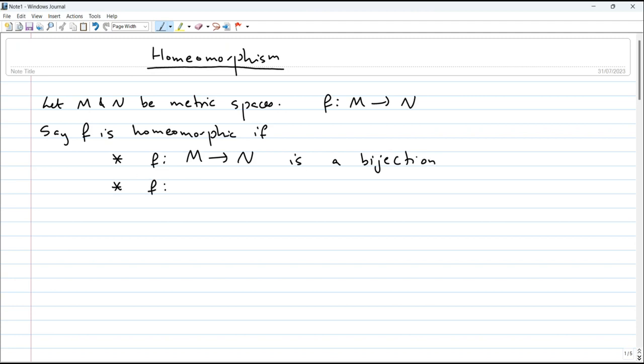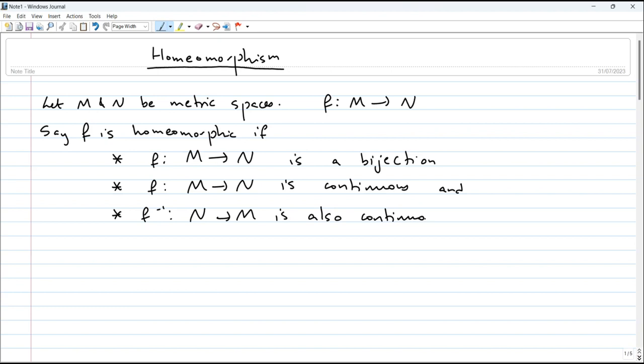Secondly, the function is continuous. And thirdly, the inverse, which goes from N to M, is also continuous. So if these three conditions are satisfied, then we say f is a homeomorphism.